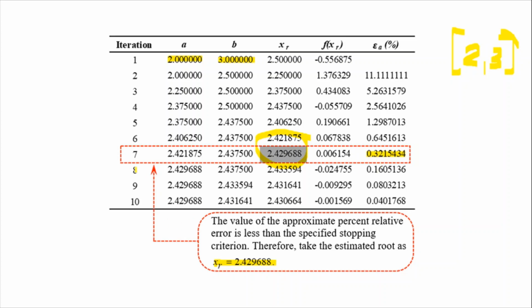However, you can still continue your process if you want to, and you get more and more refined estimates of the root. That's it. That's how the bisection method works in finding the solution of an equation.